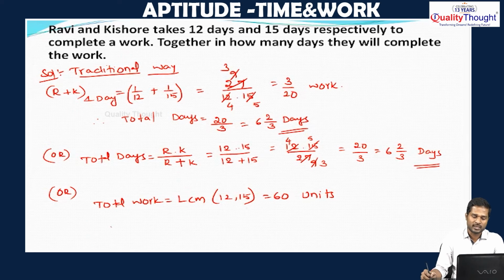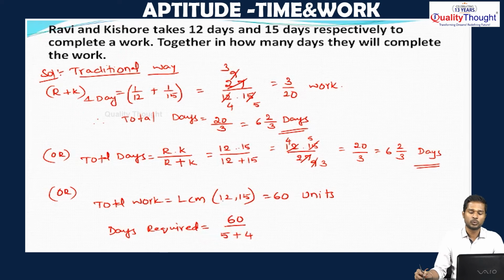Now check. So the days required is the LCM, 60 units, by 12 5s are 60 plus 15 4s are 60, which is 60 by 9, 3 3s are 9, 3 20s are 60. So 20 by 3 is 6 2 by 3 days.